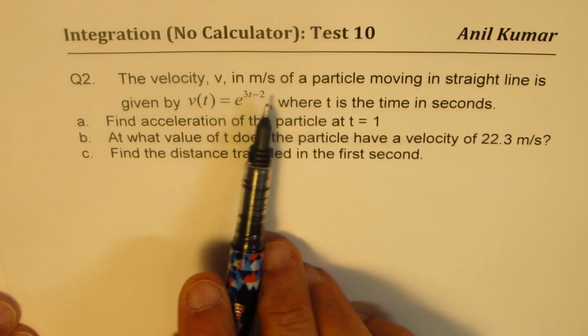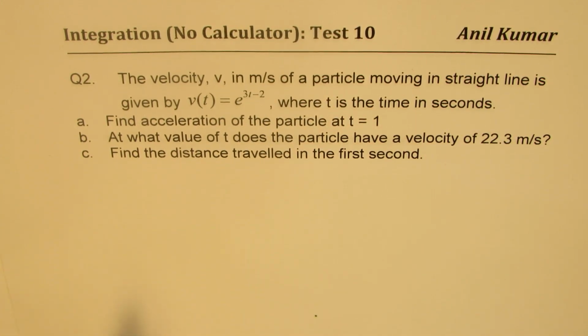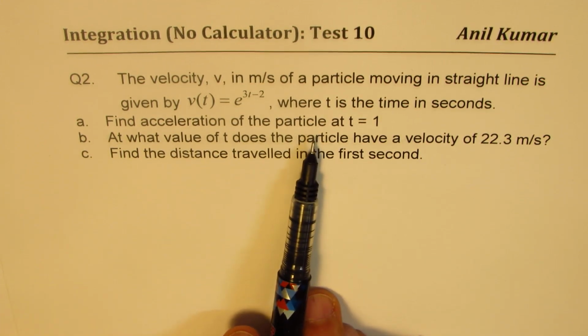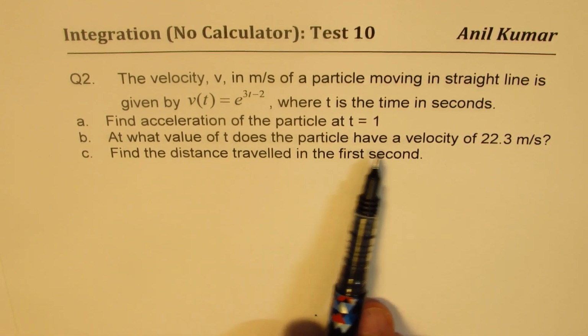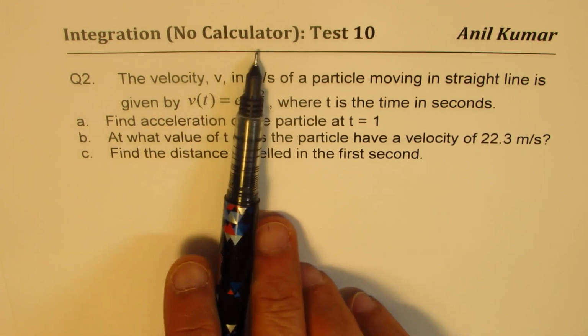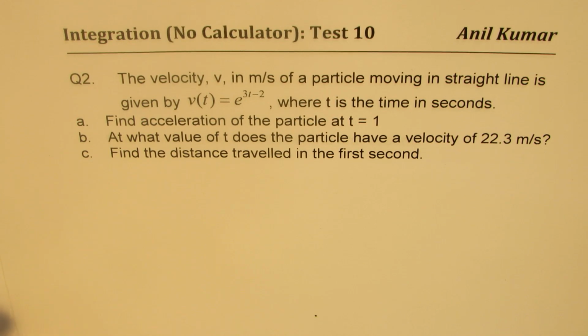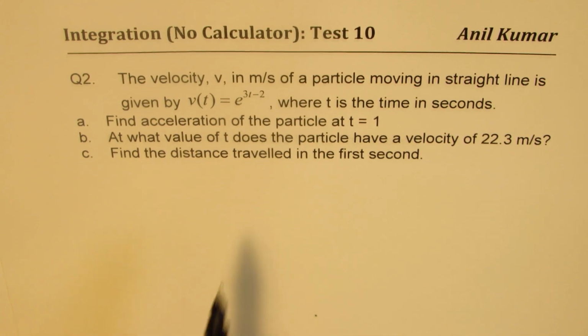the velocity v in meters per second of a particle moving in a straight line is given by v of t equals e to the power of 3t minus 2, where t is the time in seconds. A: Find the acceleration of the particle at t equals 1. B: At what value of t does the particle have a velocity of 22.3 meters per second? Well, it is no calculator, so leave your answer as the exact value. Part C is find the distance traveled in the first second.